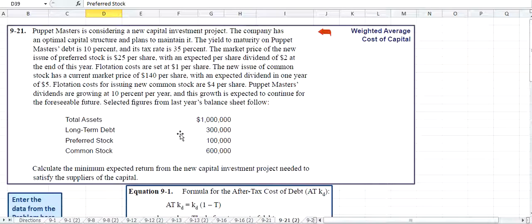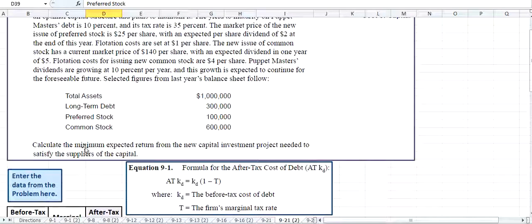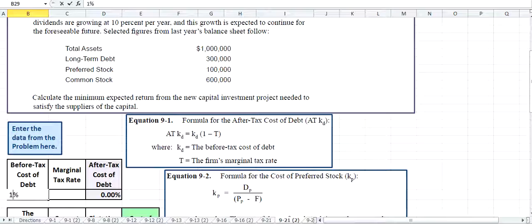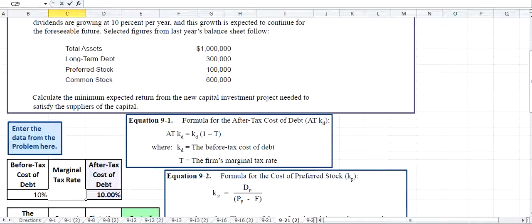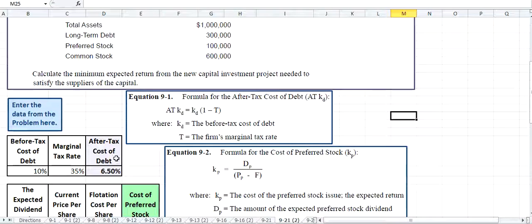So let's look at our scenario. Puppet Masters is considering a new capital investment project. The company has an optimal capital structure and plans to maintain it. The yield to maturity on Puppet Masters debt is 10%. So that's the before tax cost of debt, 10%. We'll plug that right there. And then let's go back up here. The tax rate is 35%, so we put that right here, 35. You want to make sure it's 35. And that's going to give us our after-tax cost of debt.